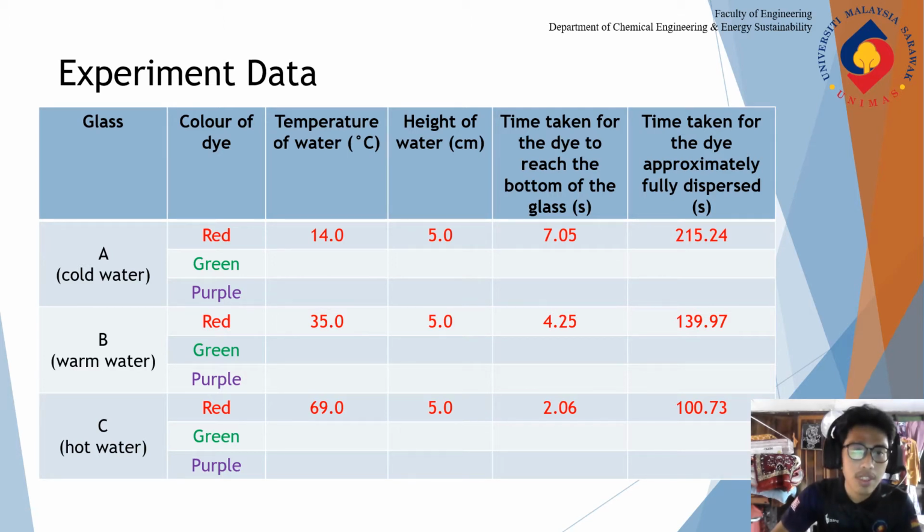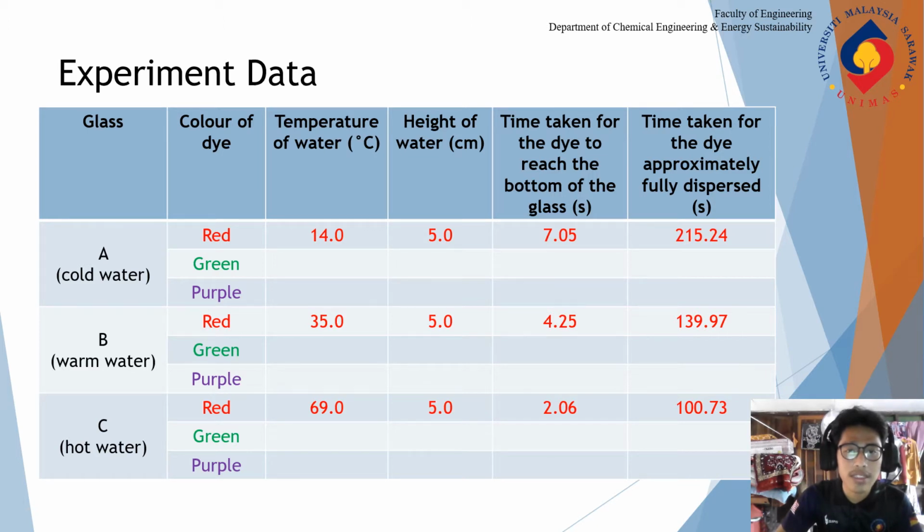For glass B, which is in warm water, the temperature of water is 35 degrees Celsius. The height of water is 5 cm. Time taken for the red dye to reach the bottom of the glass is 4.25 seconds. Time taken for the dye to approximately fully disperse in the water is 139.97 seconds. For glass C, which is in hot water, the temperature of water is 69 degrees Celsius.